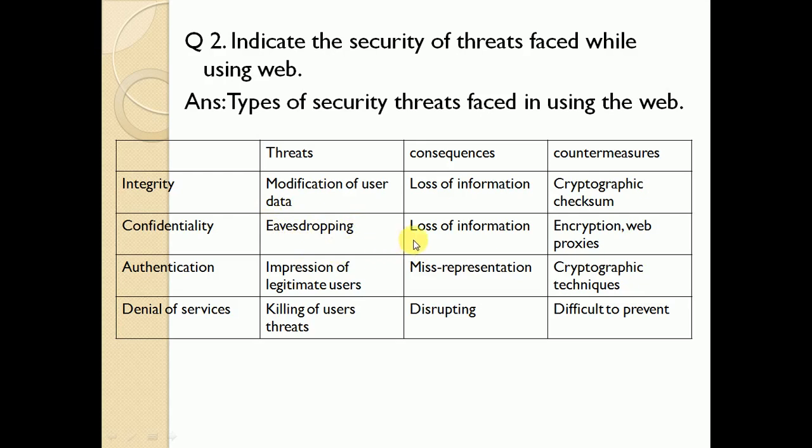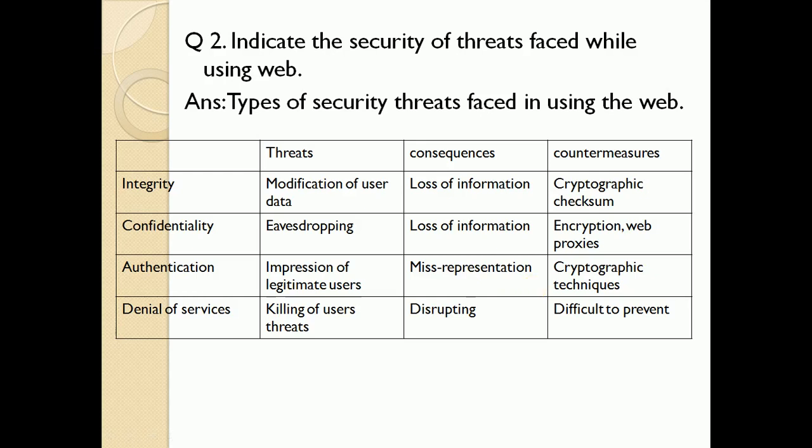So at that time we have to face the consequence that we will lose the information. Then how will you come to know? By encryption. You can do that, or web proxies are also used here. Then authentication. Authentication can be done by giving user IDs and passwords, or even biometric methods where you can provide the authentication. Then the threat on authentication is impersonation of legitimate users. You are pretending to be an authenticated person, but that person is not authenticated. Then misrepresentation will be there. At that time, cryptographic techniques are used to come out of that.